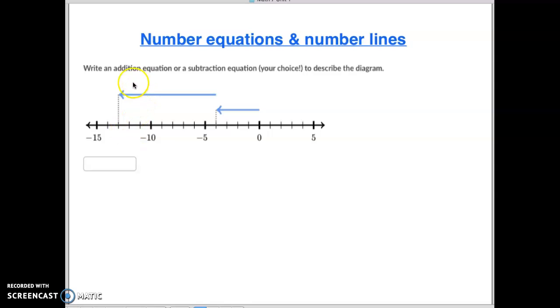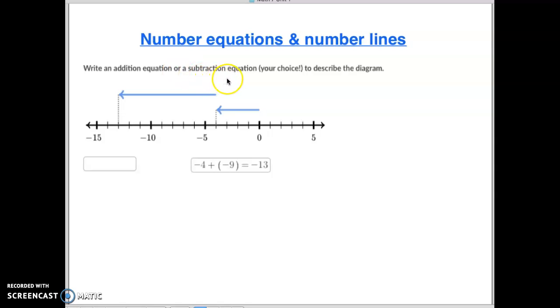Now, they said we could write this as an addition equation. So I did that first. So you see, I went -4, then I added -9 more, and that totaled -13. So -4 plus -9 is -13, and that's how you would write that.